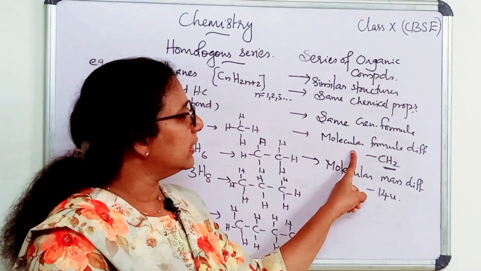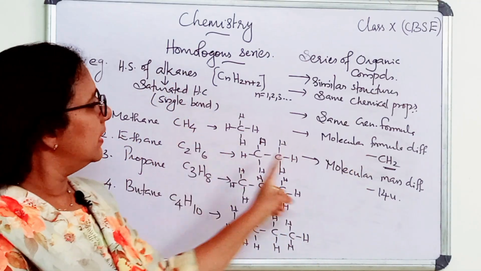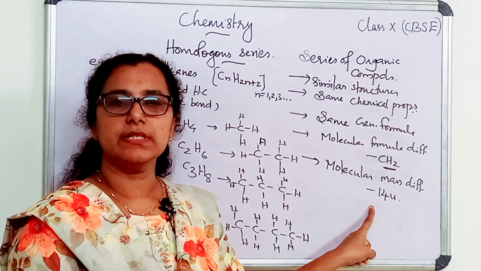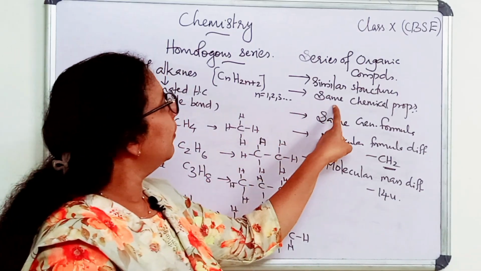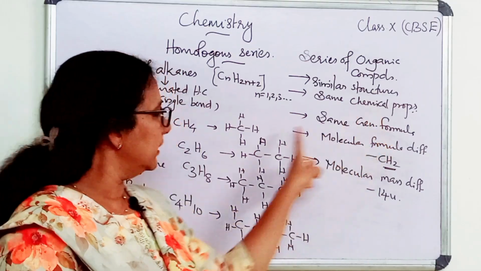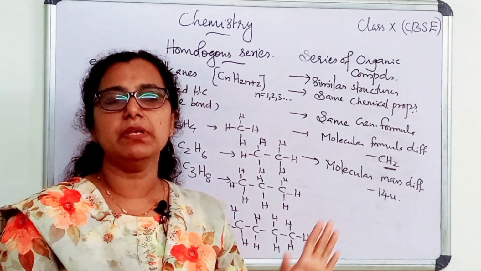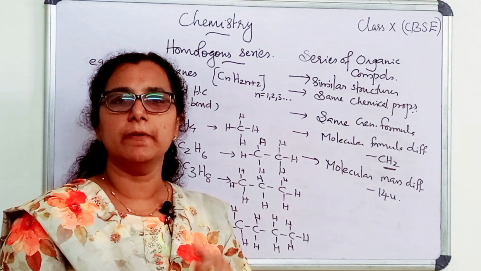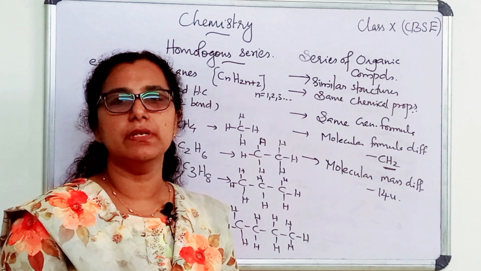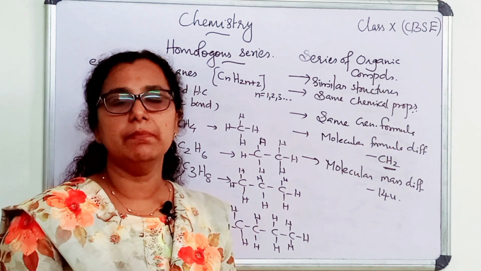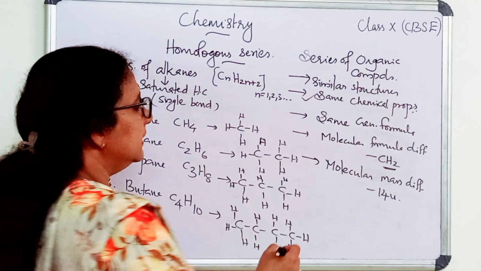So there is a molecular formula difference by a CH2 group between successive members, and the molecular mass difference between successive members is 14 u. And we have seen the second point as same chemical properties. In the case of alkanes, we can expect the same chemical reactions. So all the members of the alkane family give the same chemical properties.